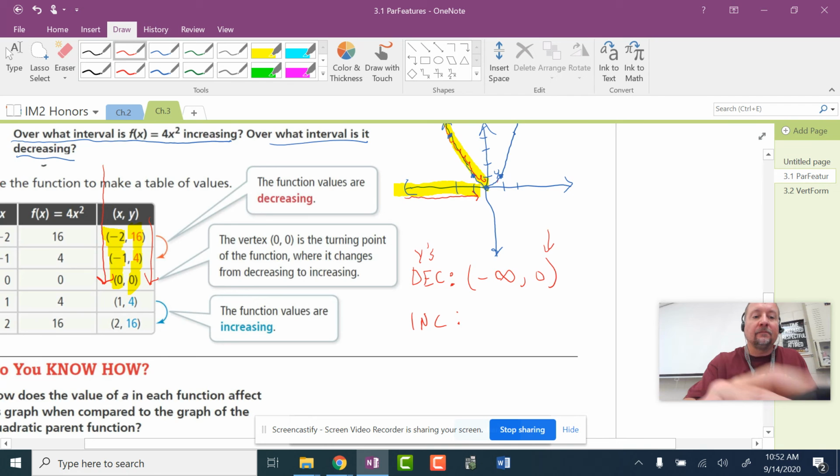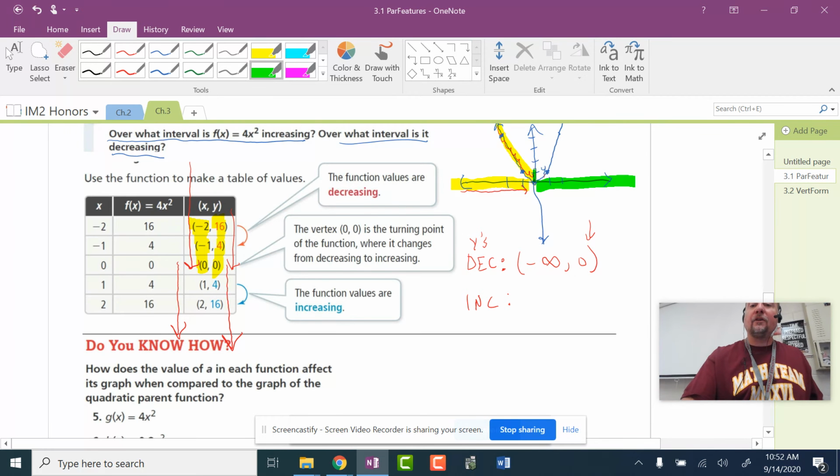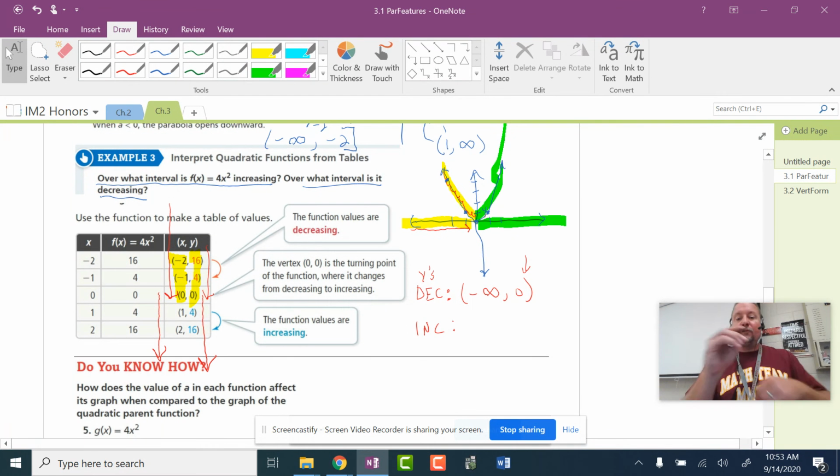Then increasing, well, when I plug in 0, then 1, then 2, then 3, then 4, I get 0, 4, 16, and then these start taking off crazily. I can see it in the graph as well: once I plug in these values in order from left to right, the y values go crazy forever, increasingly going up. 0 to infinity is where the graph increases.